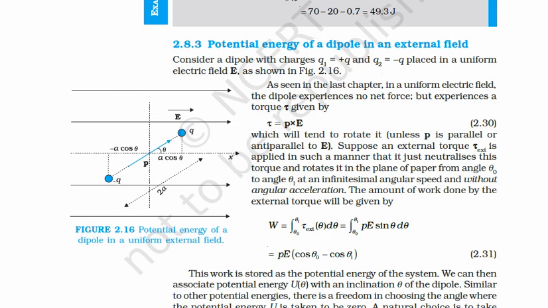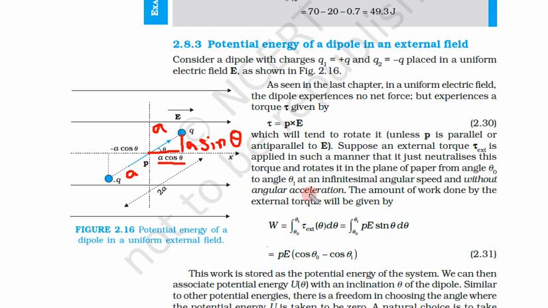Now, this dipole is making an angle theta with the electric field. What is the distance? The total distance is 2a, so this distance must be a, and this distance must be a, and the angle is theta. Hence the component with theta is always cos, so this distance is a cos theta. If we need this distance, this is a sin theta.